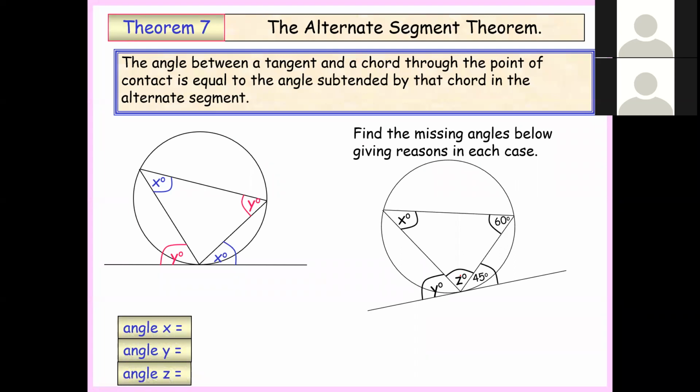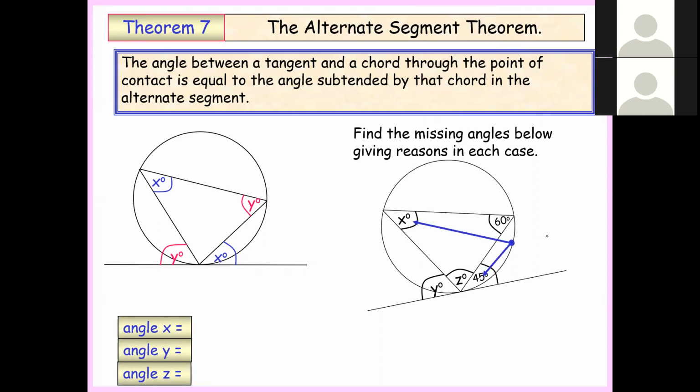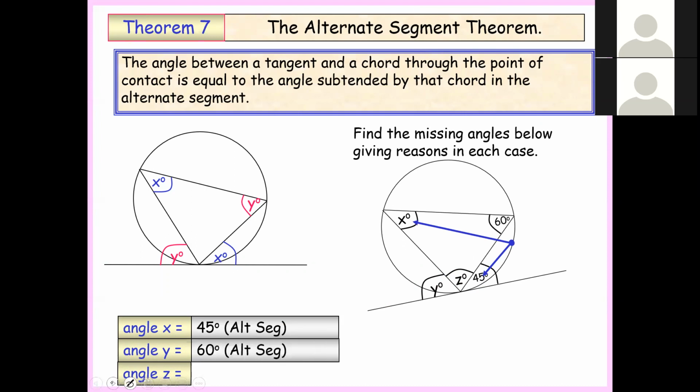If you look at the diagram, we're trying to find x. In trying to find x, we're going to use the famous tan chord theorem. And we can see that it has to be equal to 45 degrees. To find y, we're going to work backwards. Angle y has to be equal to 60 degrees. So we can see there's a relationship there.